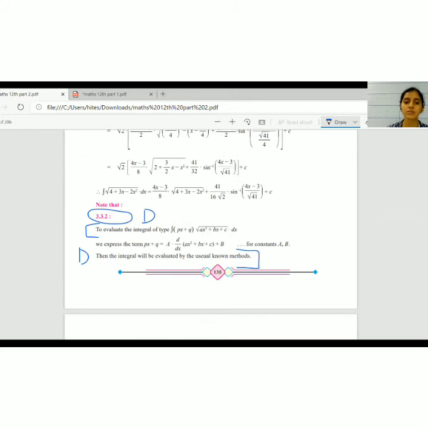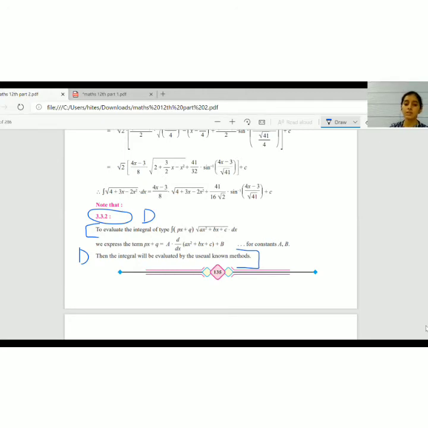See, I have mentioned it here. 3.3.2, to evaluate the integral of type, and they've mentioned the type, exactly what is mentioned in the PDF of the revised syllabus. We express the terms px plus q equal to in this form, and the integral will be evaluated by the usual known method. So this type of integration is not included, so sums based on it would not be asked.